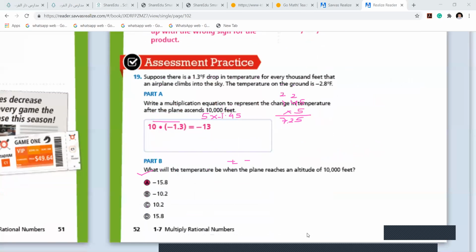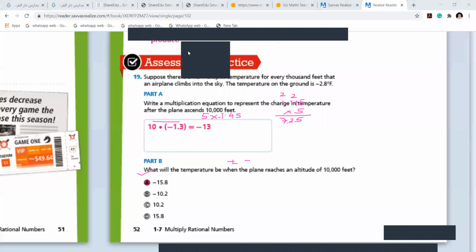Coming to assessment practice. Do you have assessment practice there in your book? Suppose there is a drop. When I say drop, that means it is minus. For every 1,000 feet that an airplane climbs, the temperature on the ground is minus 2.84. Write a multiplication equation for the change in temperature after the plane ascends 10,000 feet.